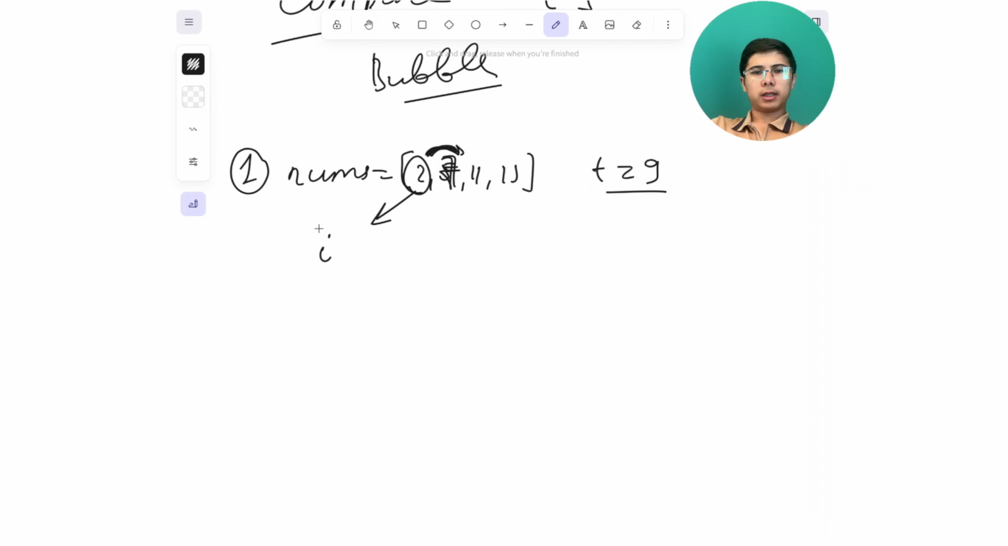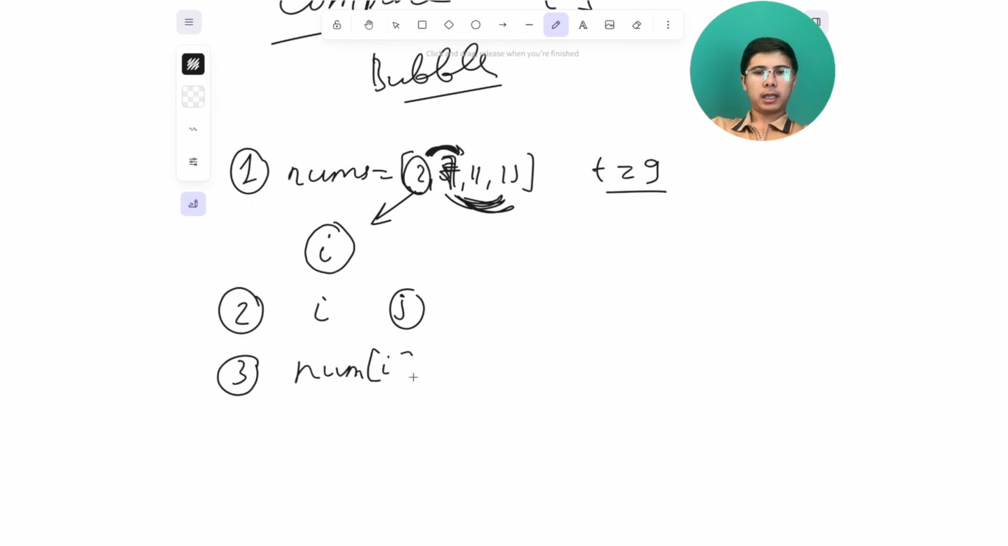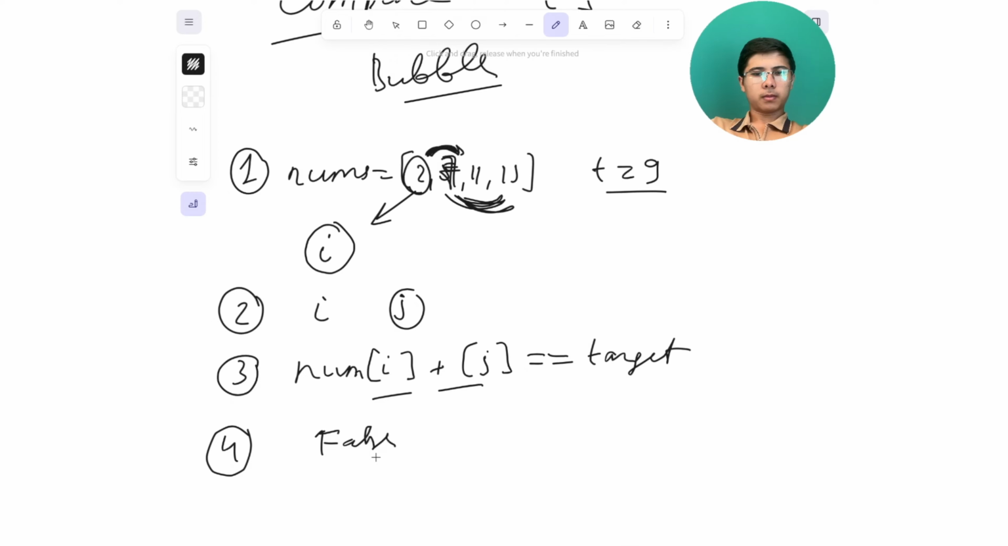So we need to pick one element from that array. We can call its index the variable i, and we need to compare it with every other element after the index i. We can call that index j, for example. This is a separate element that we pick up, and the others are separate elements, or a separate set. When the i element plus the j element is exactly equal to the target, we can just return these 2 indexes. Otherwise we can just return false. This is the main high level process.